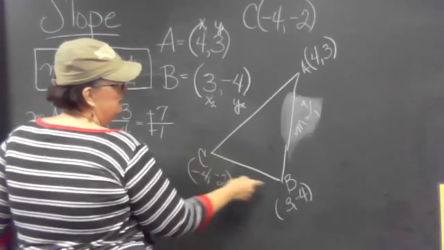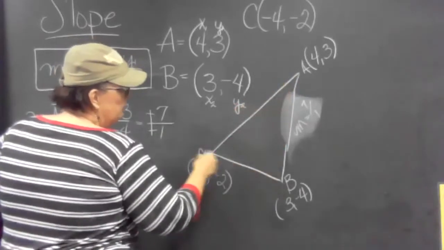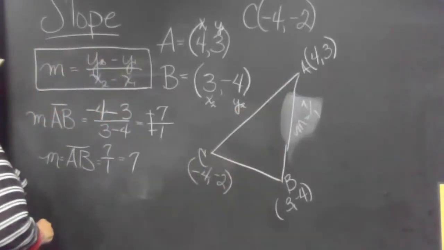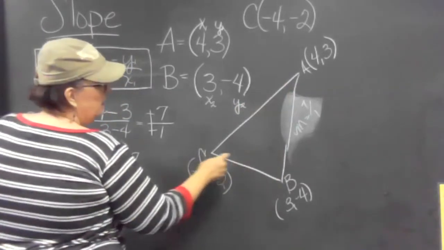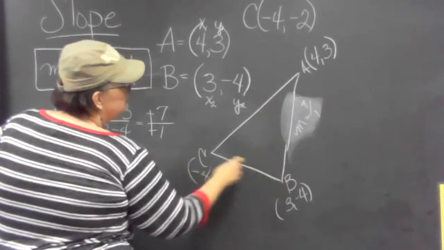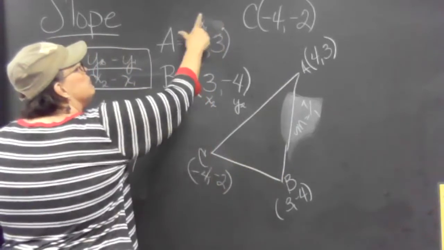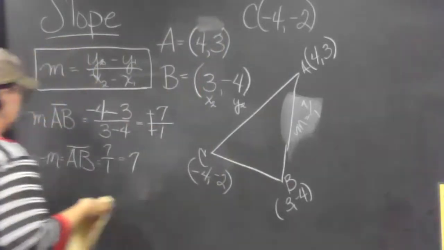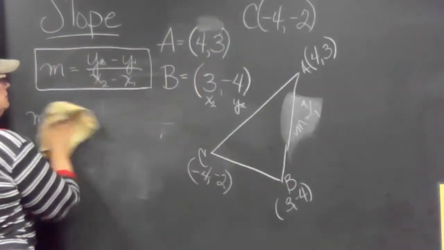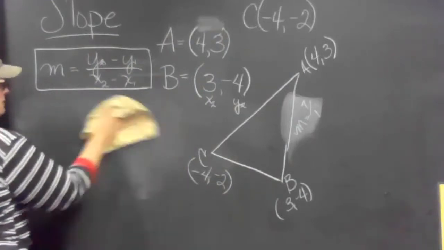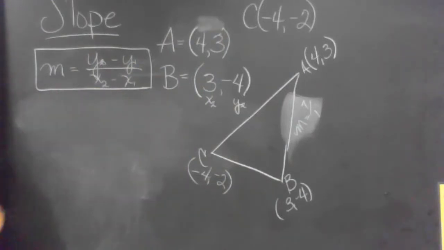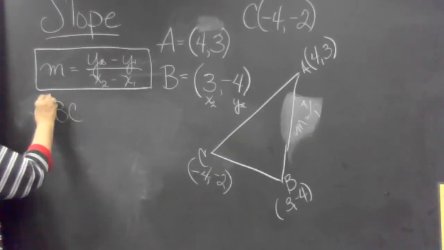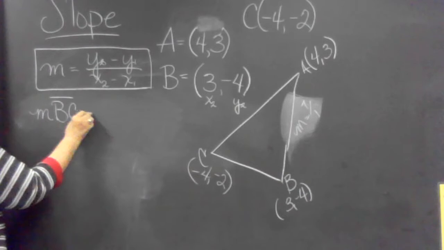Now, they don't want the length of the line, like I mistakenly said here. They want the slope of this line. So the only 2 points we're going to use are B and C. We're going to ignore A for right now. We don't need that for right now. And our second question says, find the slope of BC. Those are the only 2 points we're going to use in this formula.